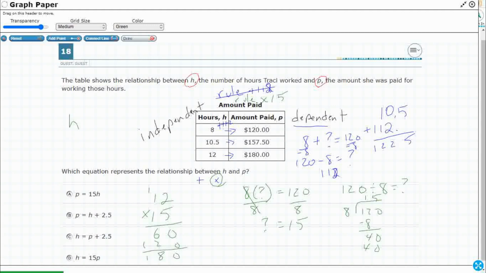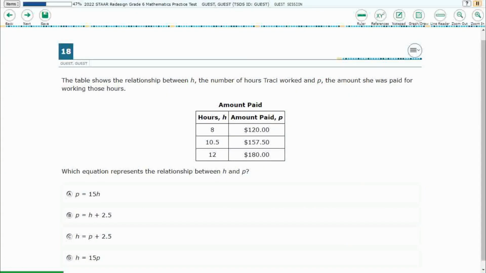All right, so we did our H. Let's write it over here. H times 15. So you always end up multiplying that in the front, equals your P, which means our answer is A.